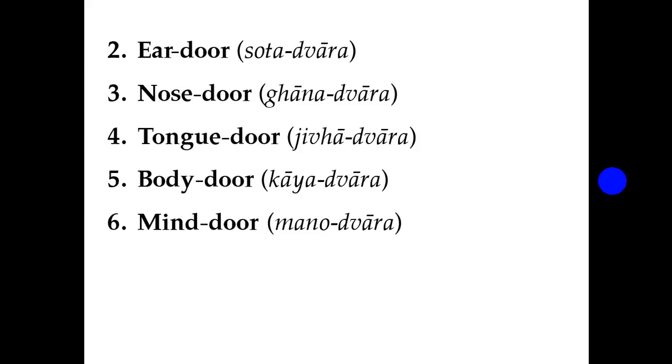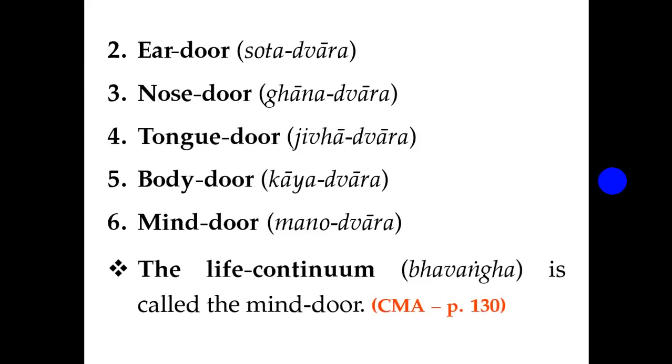The mind door, what is mind door? Here, the Abhidhamma Sangha mentioned that the life continuum is called the mind door. The life continuum, Bhavanga, is called the mind door. So please look at page number 130. Life continuum is called the mind door. As you know, the previous 5 doors are material form, right? But the last one, the mind door, is immaterial.